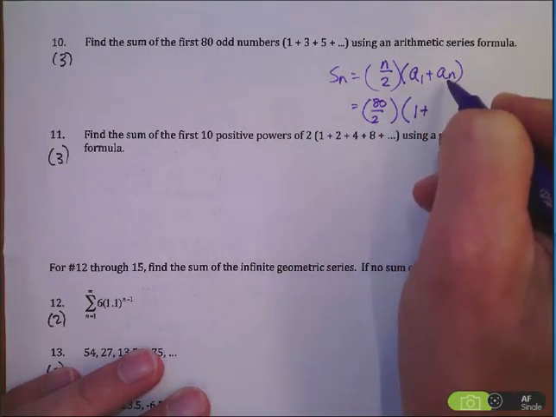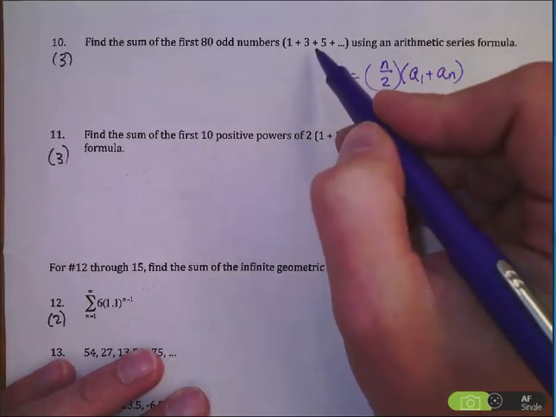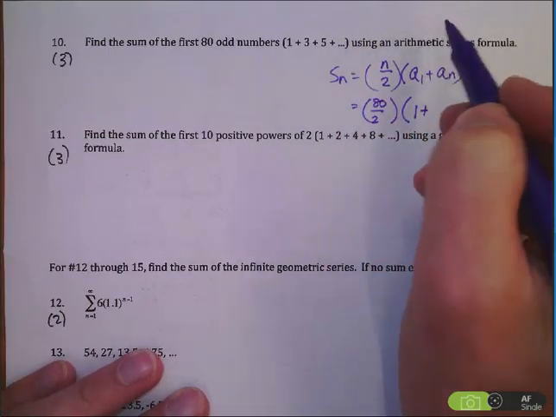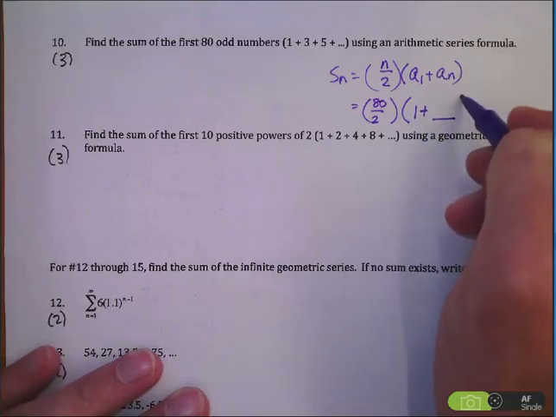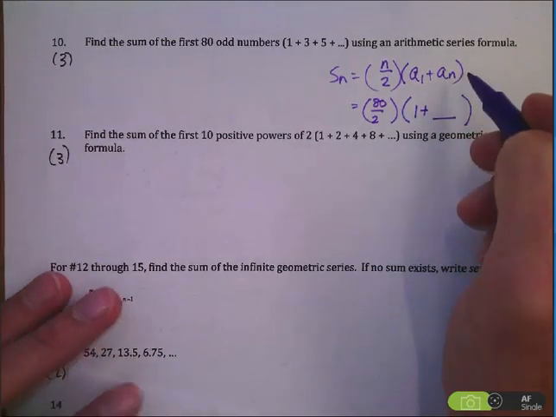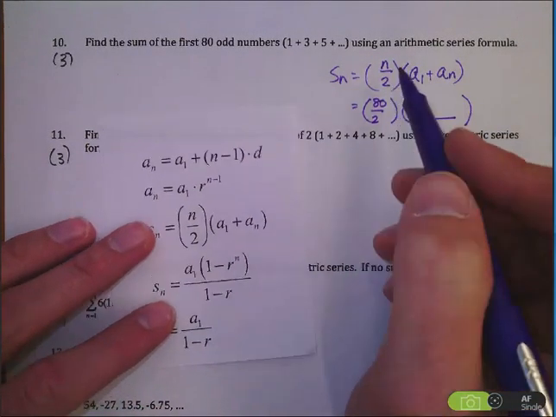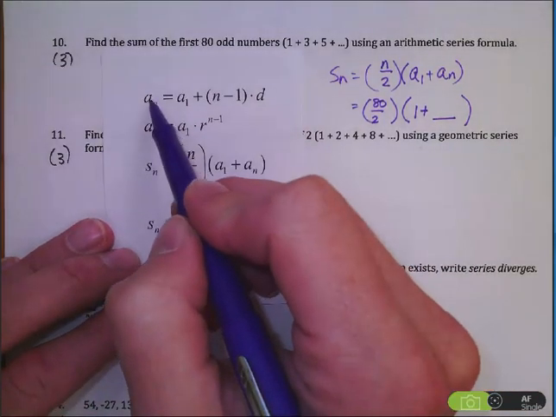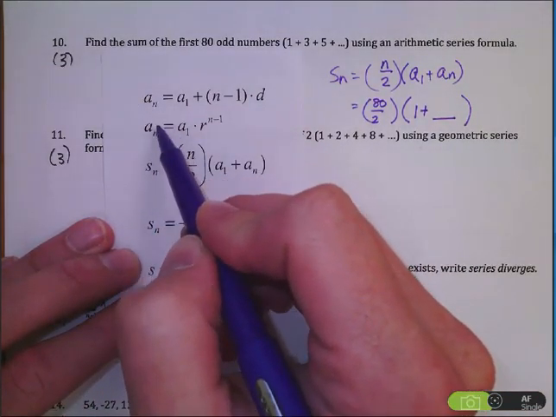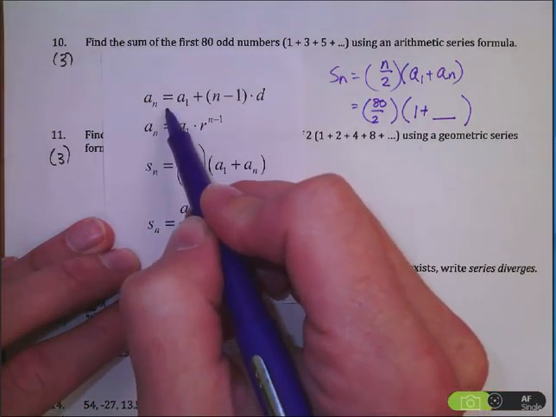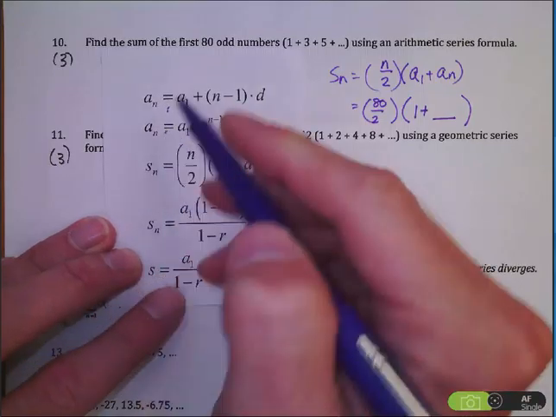We need to know a sub n, the last term. Well, the last term is not given. There's supposedly 80 numbers we're adding together. And if you don't know what this number is, it is a sub n, and we do have a formula, if it's an arithmetic sequence, to find a sub n. Now, there's 2 formulas for a sub n. The first one's for arithmetic. The second one's for a geometric sequence.